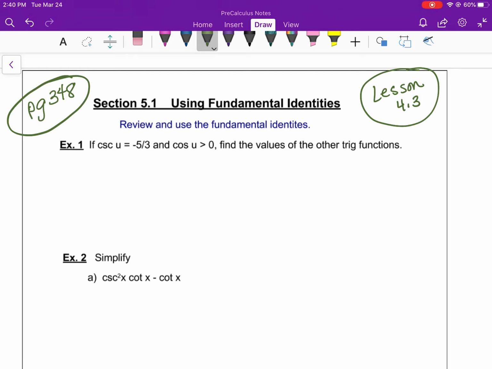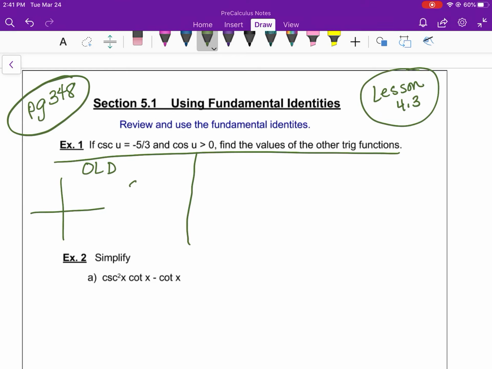through the lesson. Now for the first example, they want you to find the values of the other trig functions if you know cosecant and that cosine is positive. The old way that we would have done this problem from chapter 4 is we would have sketched a right triangle where cosecant's negative. So by the way, we would know the sine is -3/5. So where the sine is negative and the cosine is positive. So that would be over here in the fourth quadrant.